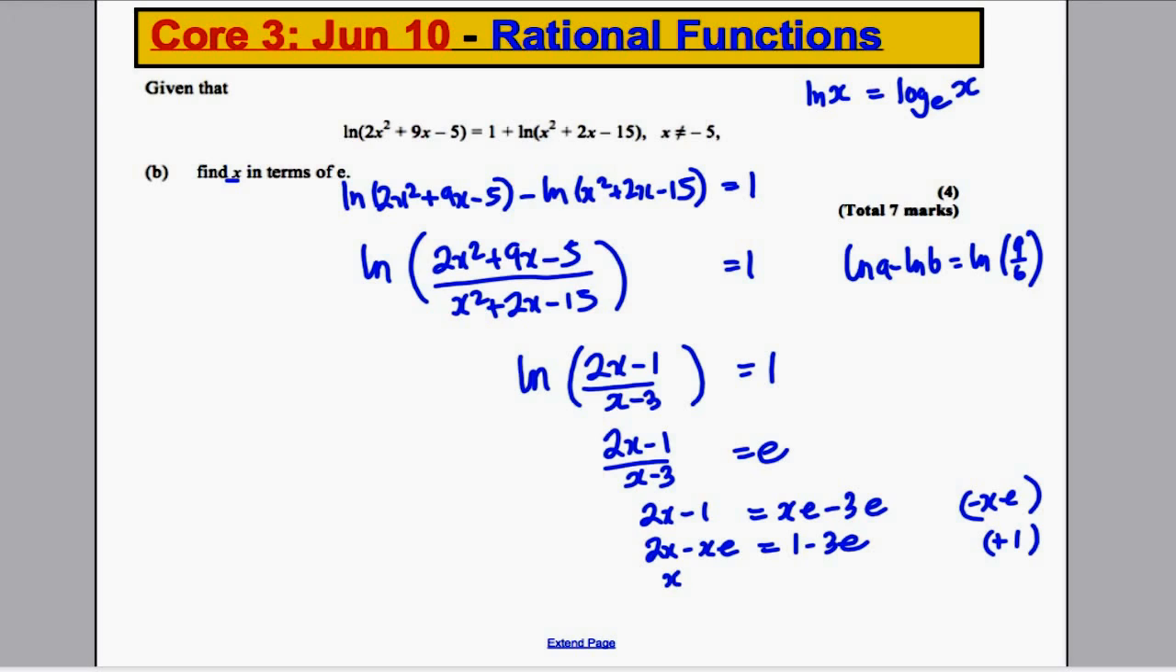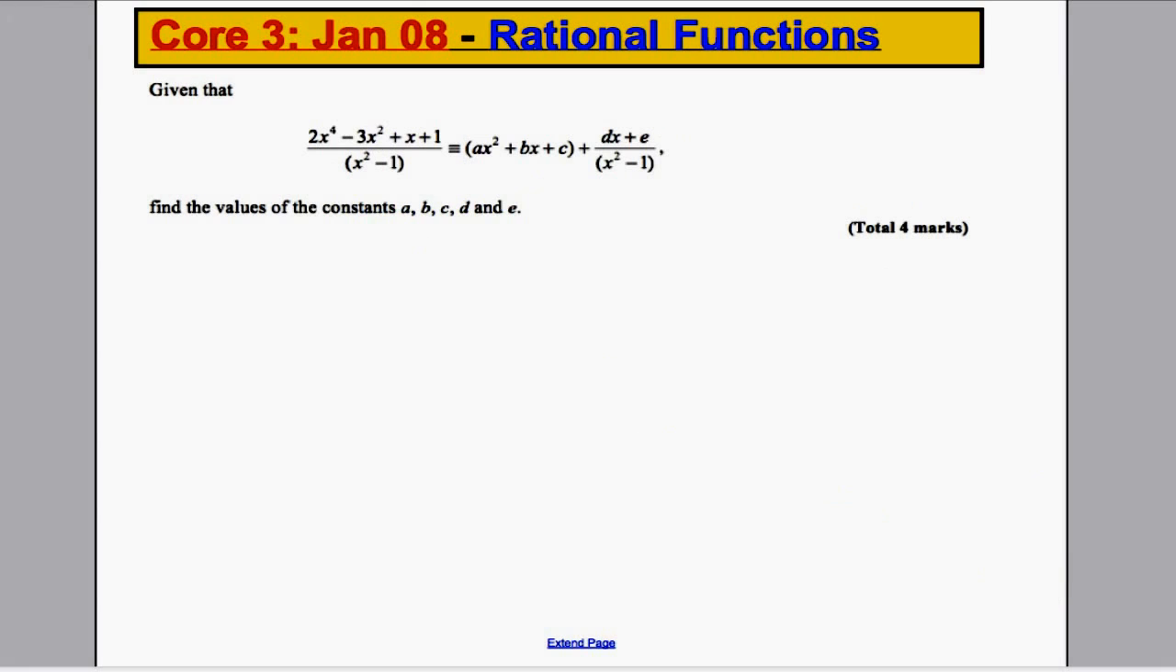Factorise the x: x(2 − e) is equal to 1 − 3e, and divide by the 2 − e, and you get x is equal to (1 − 3e) all over (2 − e). And that's it, you found x in terms of e, and you're done. Next question, and it's the last one. Pause the video, have a go, and then mark your work.